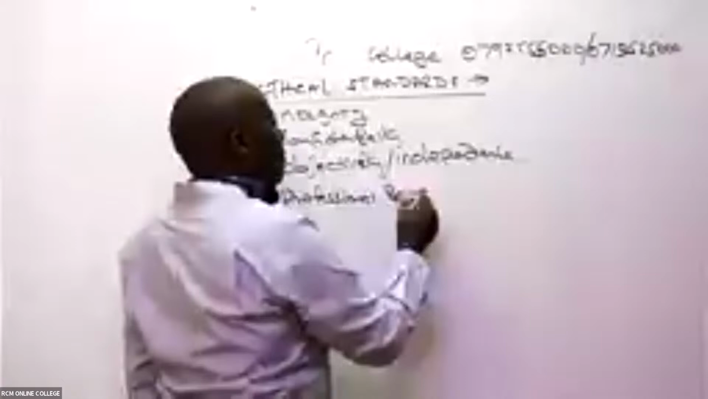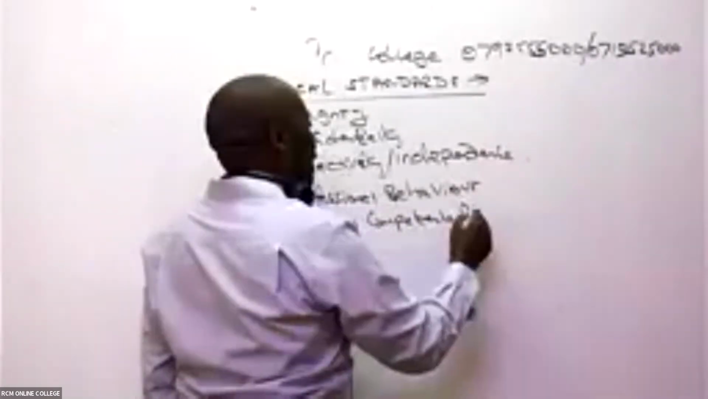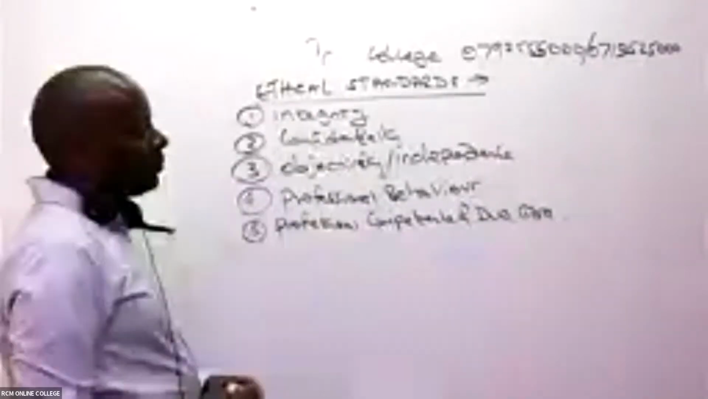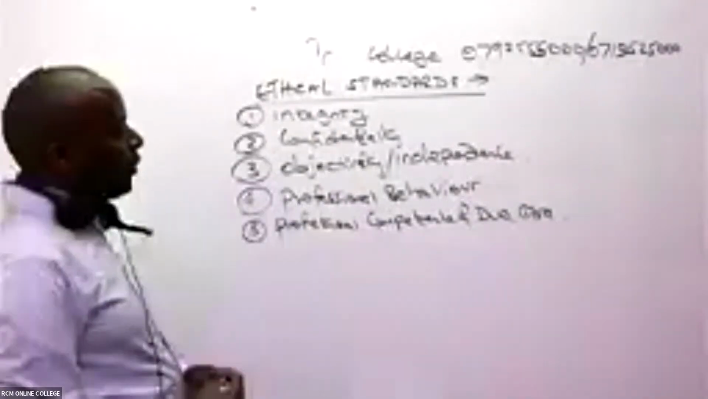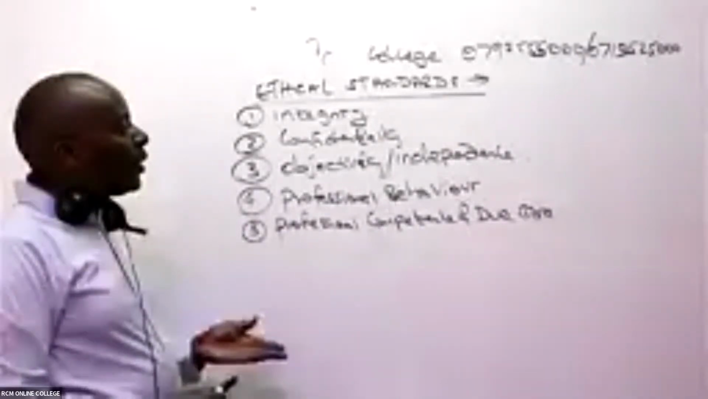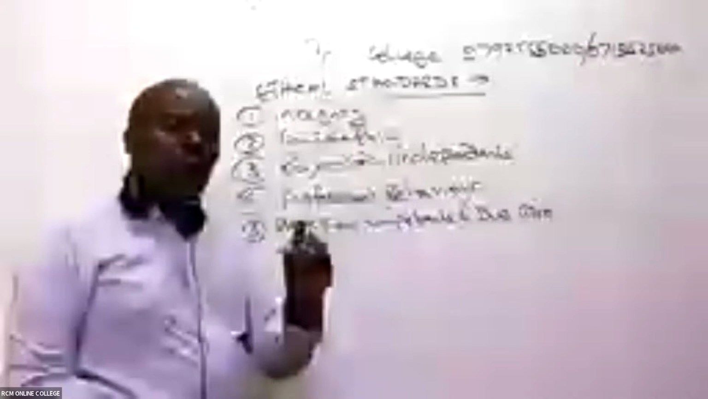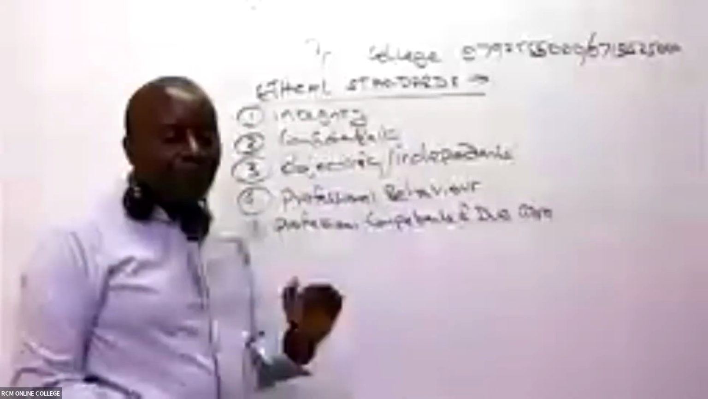And then lastly, we have what we call professional competence and due care. So these are five. The examiner wanted you to state only three and explain them. So under integrity, we are required to be straightforward. We are required to be honest in all our dealings.